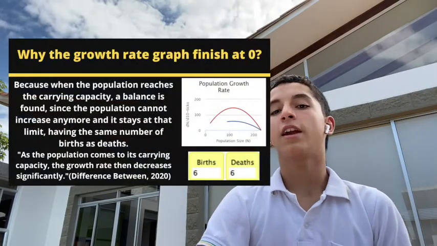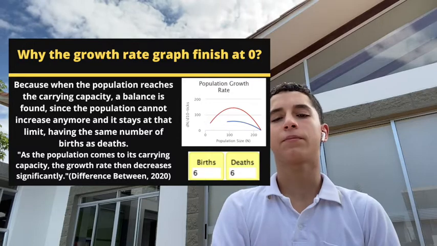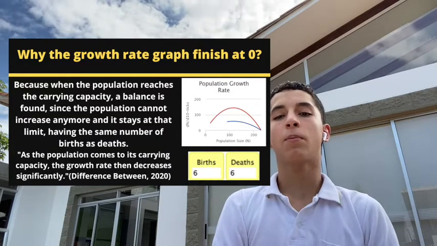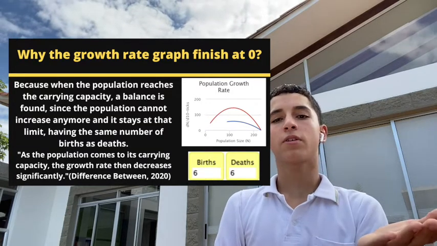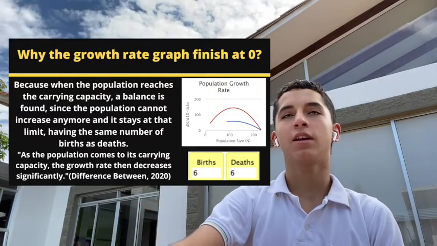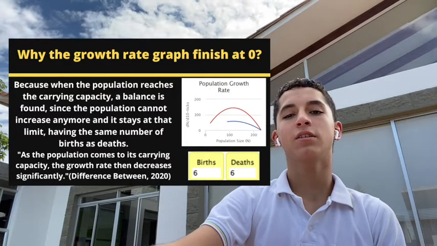This is because it ends when it reaches the carrying capacity. And when that happens, the population finds a balance between birth and death. This means that the population cannot decrease or increase.